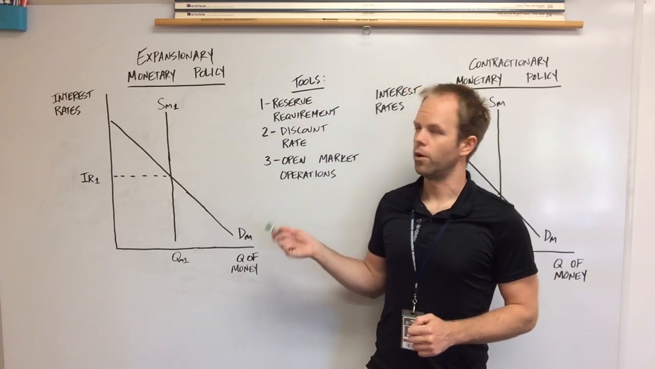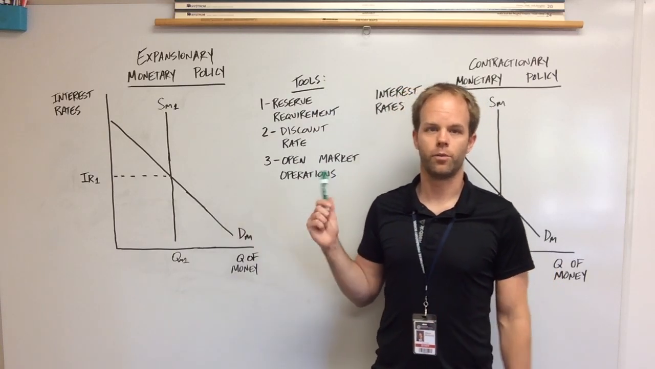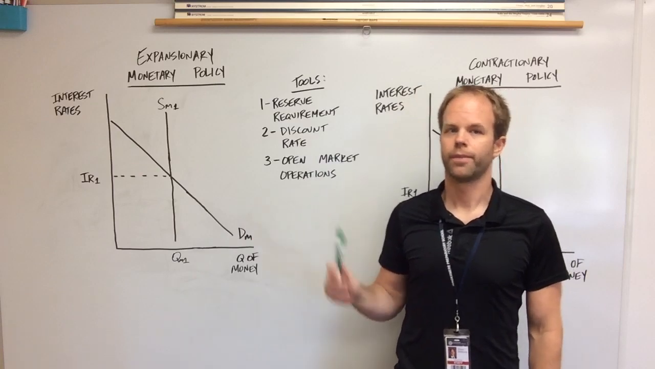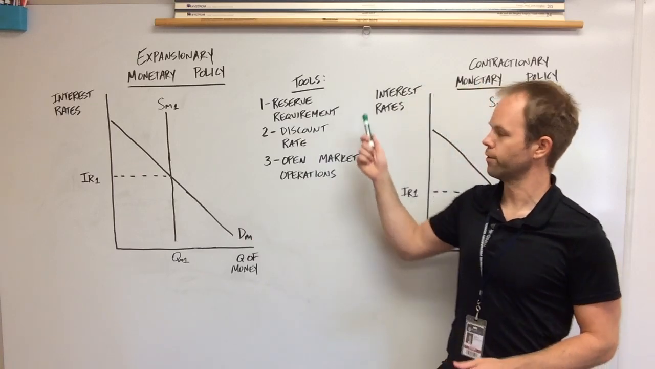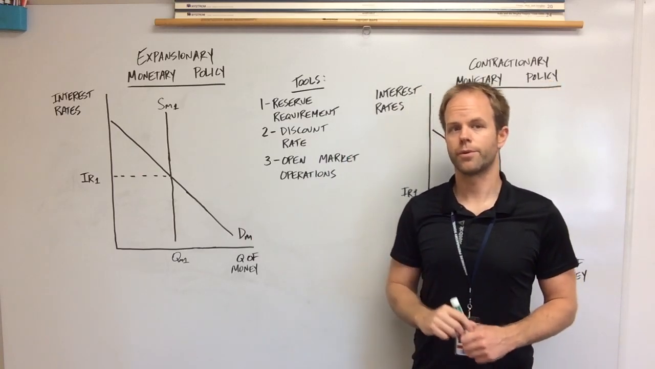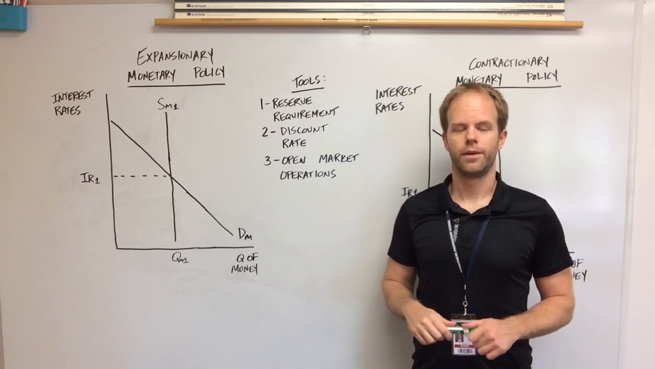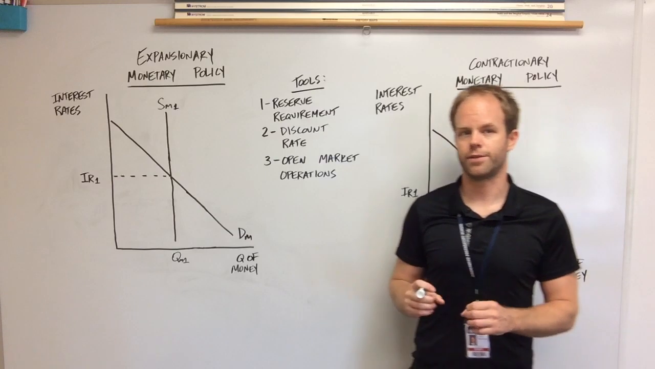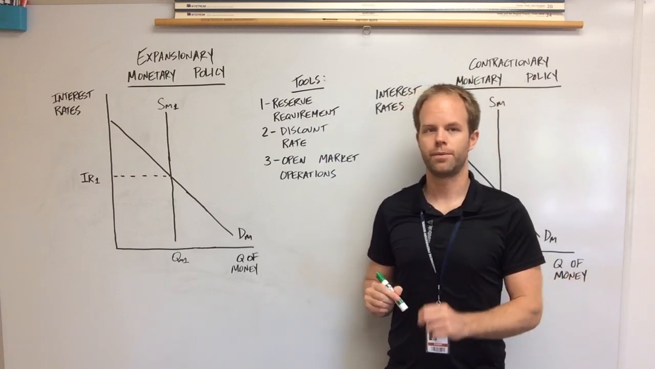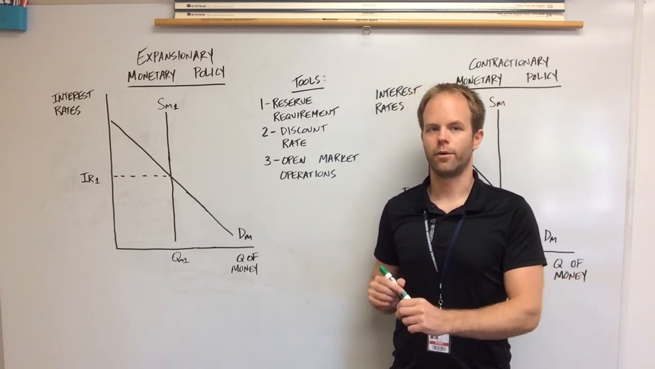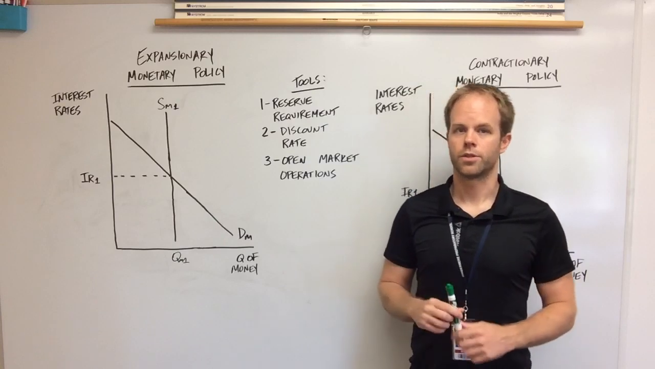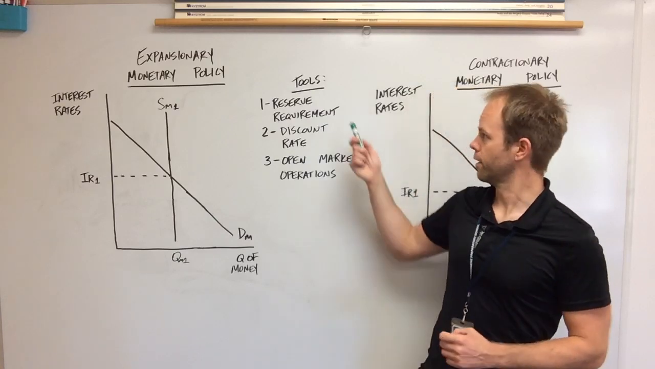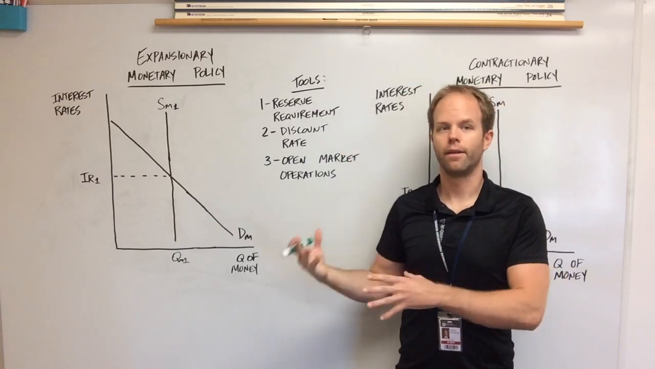Okay? So how do they control the money supply? Well, they have three tools to do that. The first one is the reserve requirement. The reserve requirement is basically the percentage of a bank's savings deposits that they have to keep on hand and not loan out. Okay? So that's a good way to think about that, is money not loaned out by the bank.